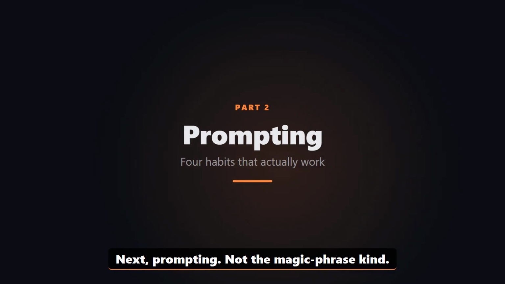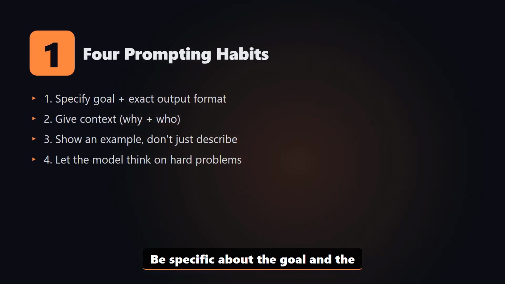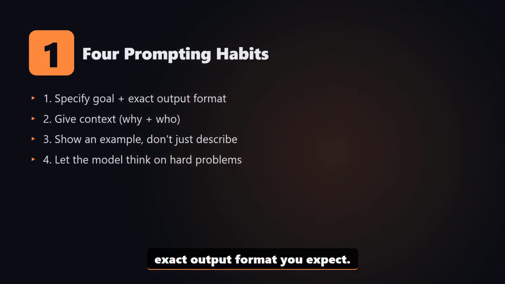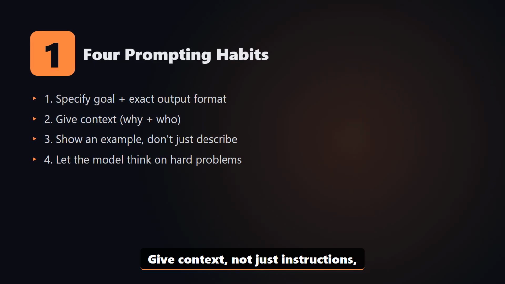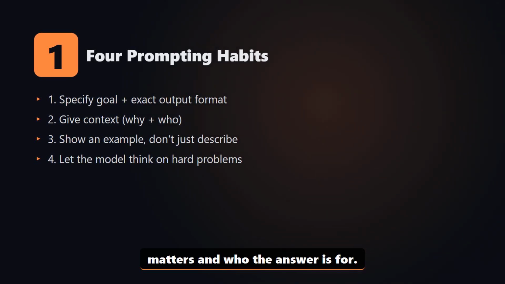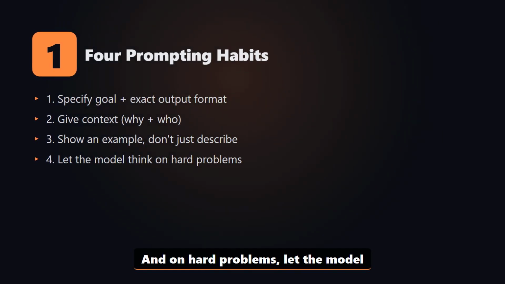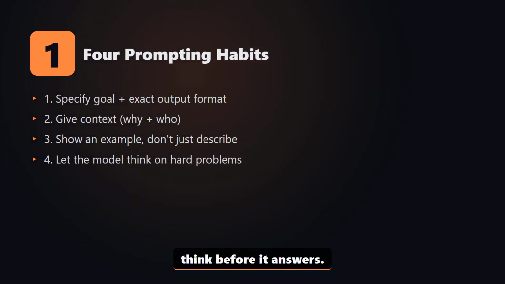Next, prompting. Not the magic phrase kind. Real prompting is 4 habits. Be specific about the goal and the exact output format you expect. Give context, not just instructions, so the model knows why the task matters and who the answer is for. Show an example instead of describing one. And on hard problems, let the model think before it answers.